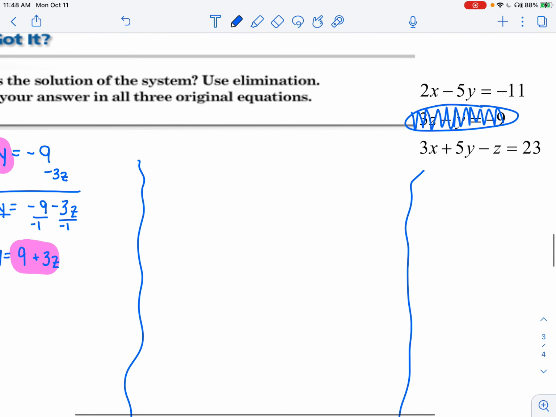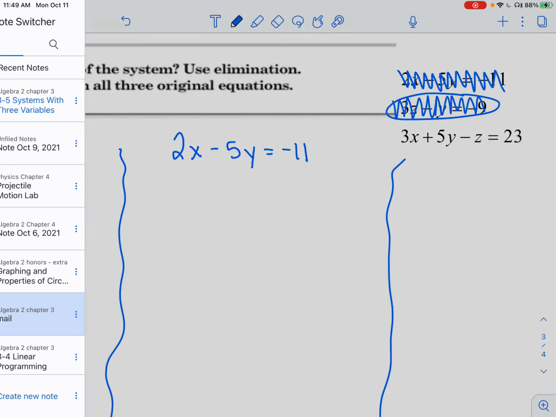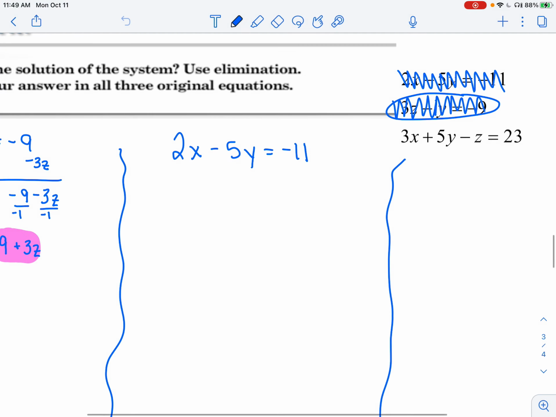Now, pick another equation. It does not matter which one. The first equation is the most important. The second equation, you may as well just pick whichever one you see first. Scribble it out so you don't try to use it again. Okay, I am going to get, oops, sorry about that.